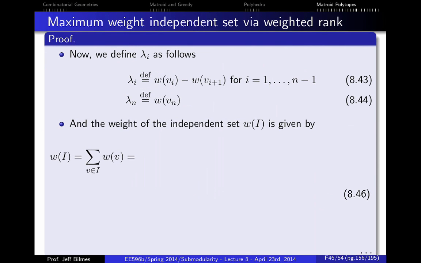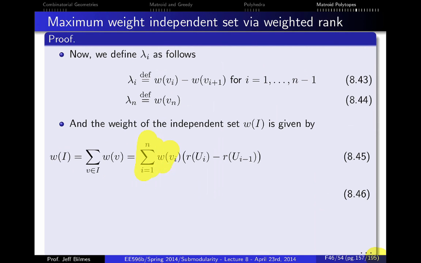And so we have the weight of the independent set. The weight of this independent set is going to be W of I, which is equal to this thing. This is just the definition of the weight, which we can write. Now, this is a critical equation. Everybody, please pay attention, okay? This is our first instance of Abel summation.